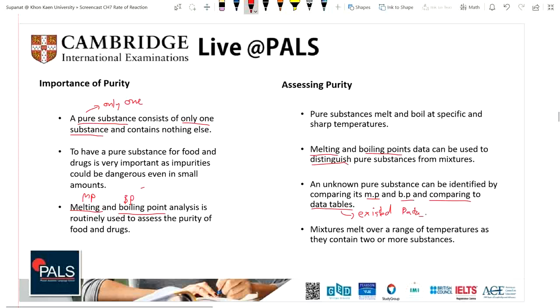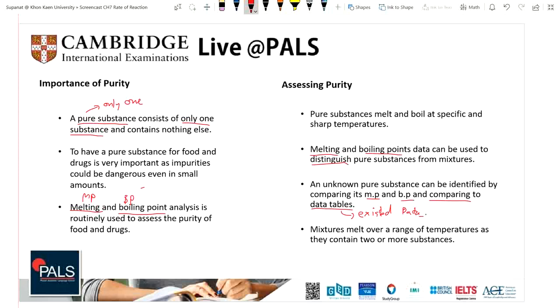Okay, and another thing is the mixture. The mixture melts over a range of temperature as it contains two or more substances. All right, this is the criteria of the purity, which means a pure substance is supposed to have only one substance and contain nothing else. They usually do melting point and boiling point analysis routinely to assess the purity of a substance, for example, in drug tests and food tests.